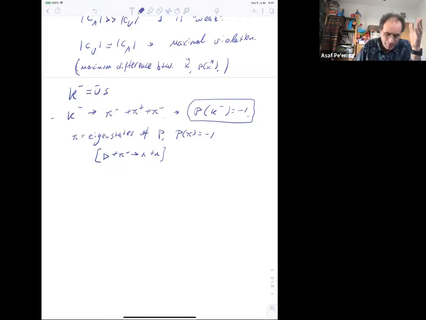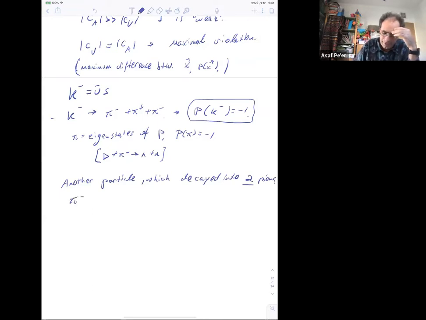So this other particle decayed into 2 pions, pi minus plus pi 0. And they're also in the ground state, so L is equal to 0. That means that the parity must be +1.